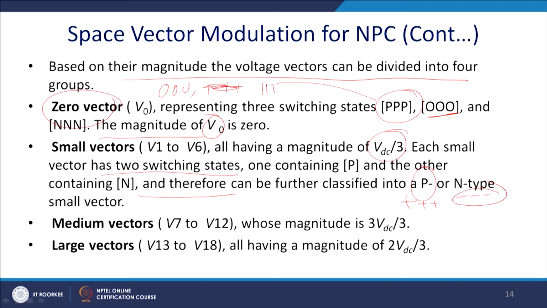Then there will be the medium vectors. These vectors are V7 to V12, and their magnitude is root 3 VDC by 3. And there will be the large vectors, which will be the full length of this, that will be 2 VDC by 3. So, there will be VDC by 3, the medium vector, and 2 VDC by 3. So, this is the case.